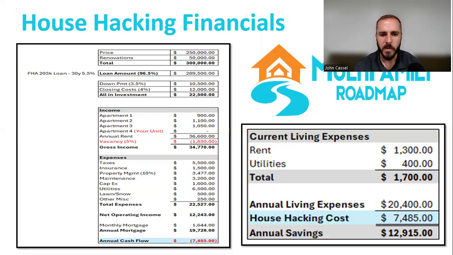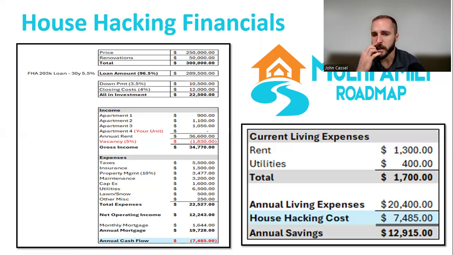$12,243 a year. The monthly mortgage for that loan, which is $289,500 at 5.5% for 30 years, comes out to $1,644 a month. So you're paying an annual mortgage of $19,728 per year, which actually gives you a negative cash flow of $7,485. On the surface, that looks bad, but you've got to remember you're house hacking this, so you're losing 1 unit of rent, which would have put you in the positive, and you've got to also take into account why you're doing this. You're doing this also to cut your living expenses.